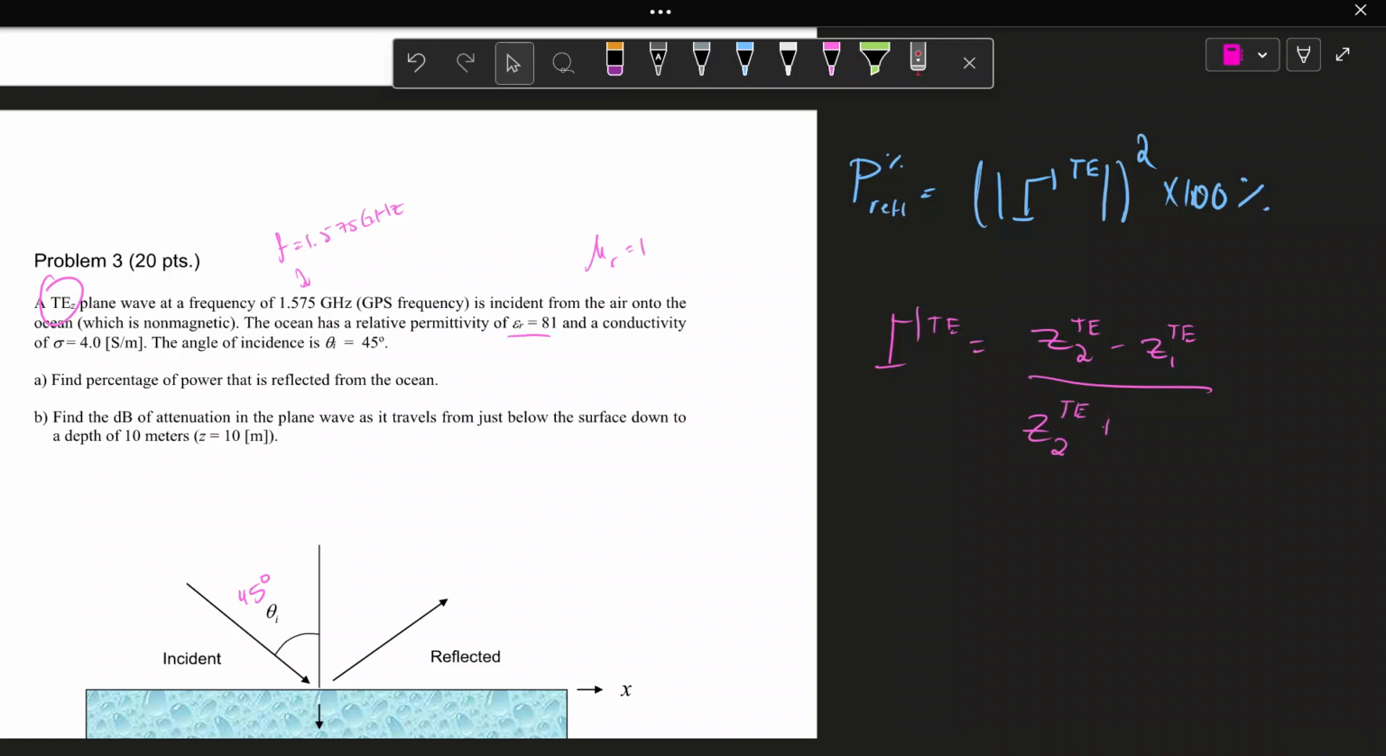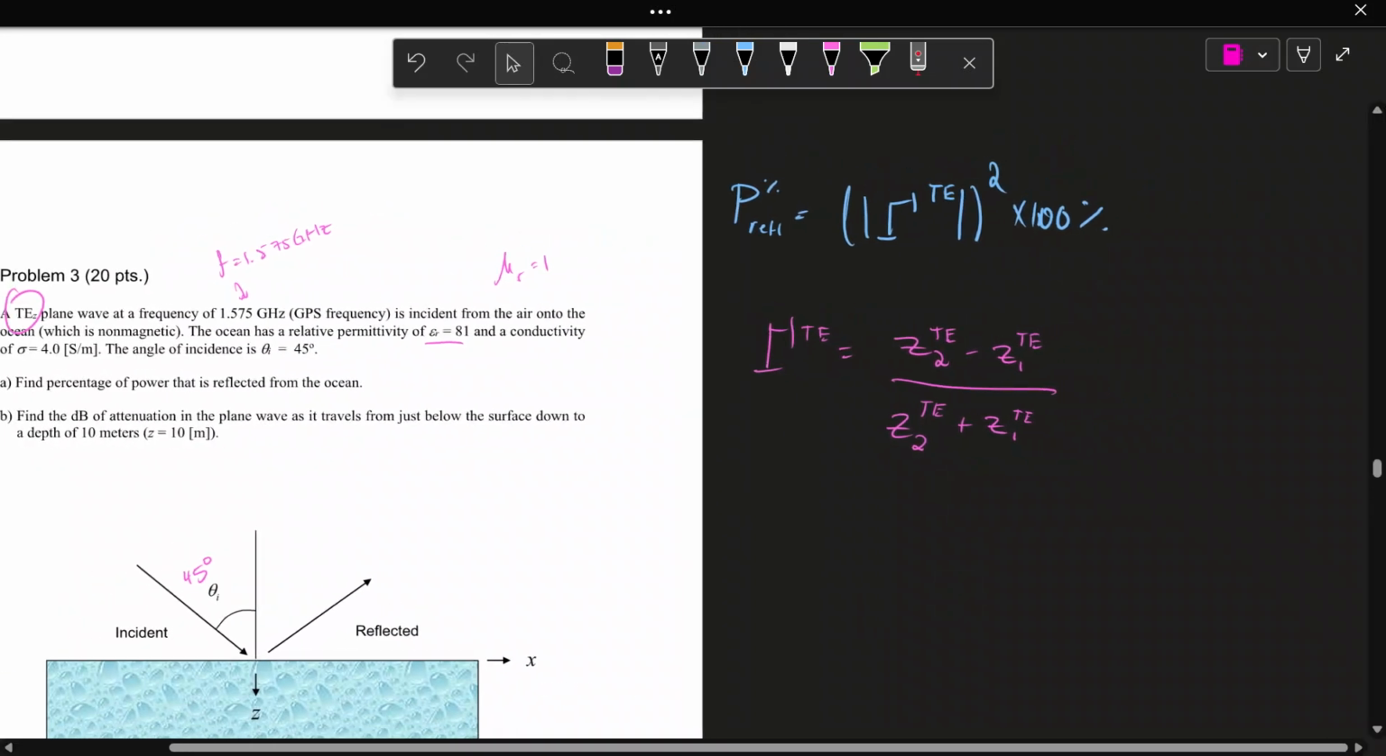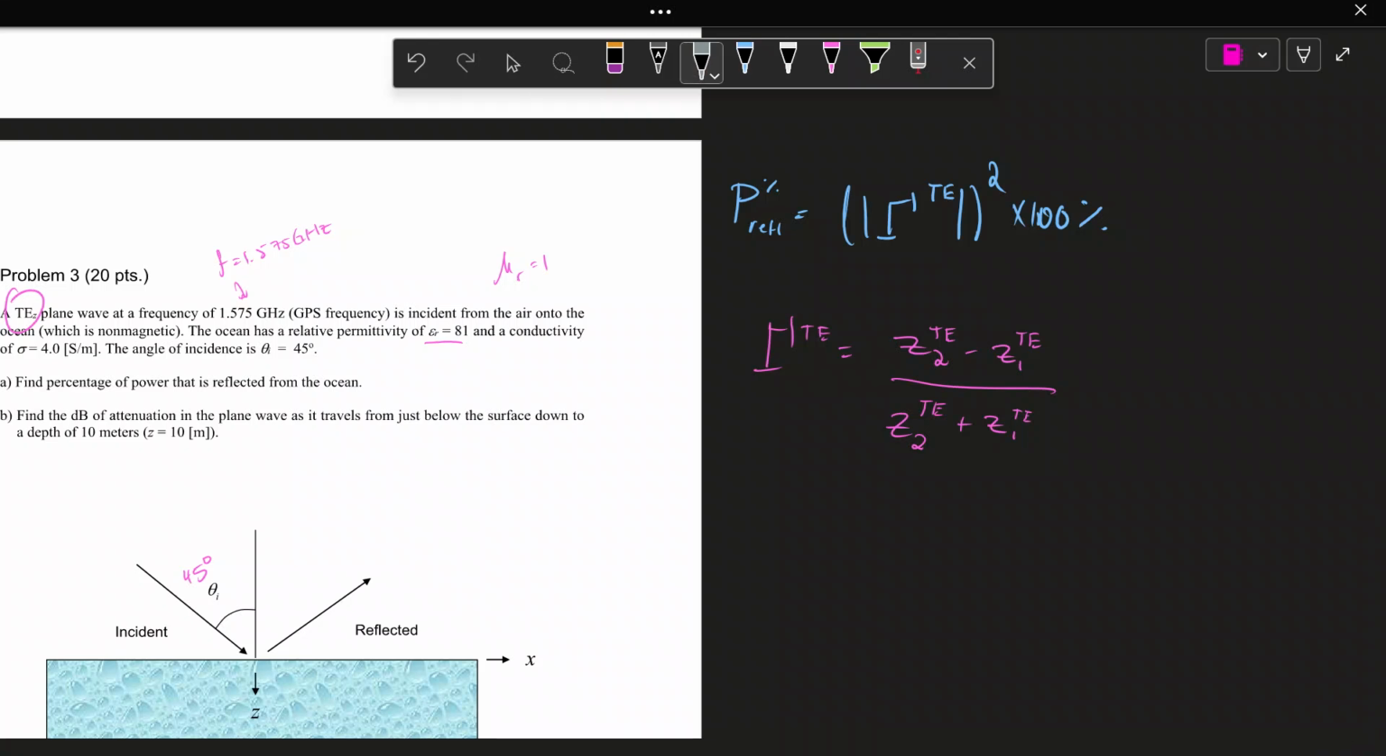This is the equation, and this one isn't in the formula sheet that I printed out for whatever reason. This is something we do need to know. It's the same kind of equation from transmission line theory. But another problem arises. What are the equations for Z2 TE and Z1 TE?